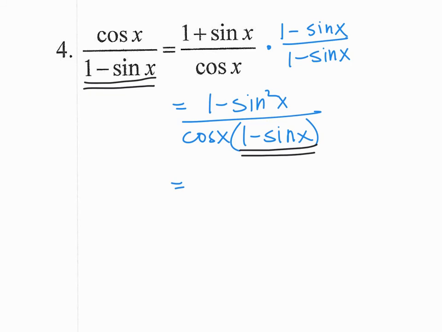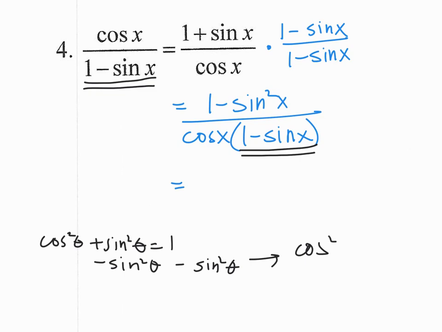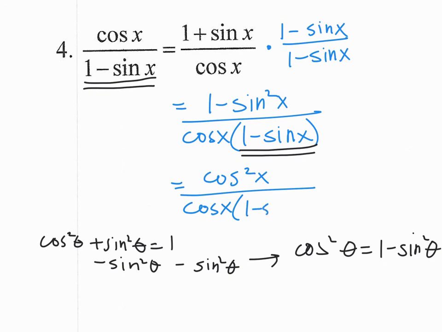Okay, all right, so then my next step is I'm looking at the top and I see 1 minus sine squared. And then look at the box up top. I'm going to write it over here again. So the box up top says cosine squared theta plus sine squared theta equals 1. Okay, so if I subtract my sine squared from both sides, look what I have. I have cosine squared theta is 1 minus sine squared. Okay, so now back to my problem. The numerator says 1 minus sine squared. Well, now I can replace that with cosine squared. And on the bottom, rewrite what I have on the bottom: cosine x times 1 minus sine x.